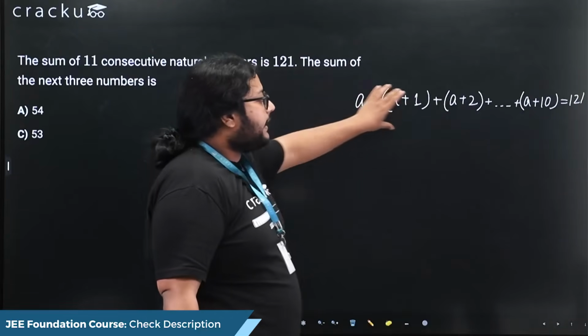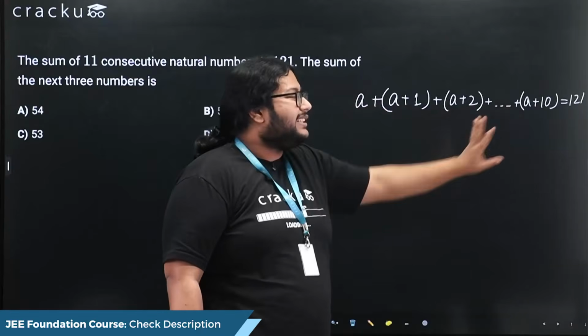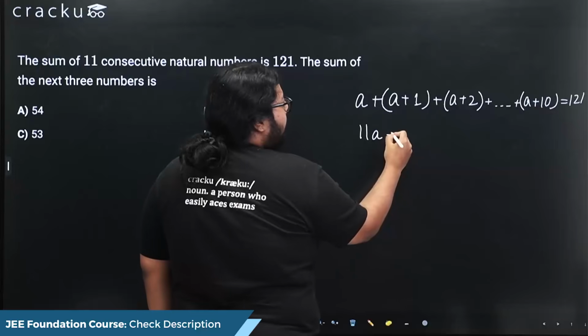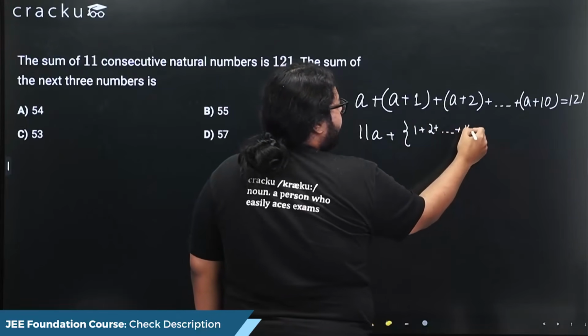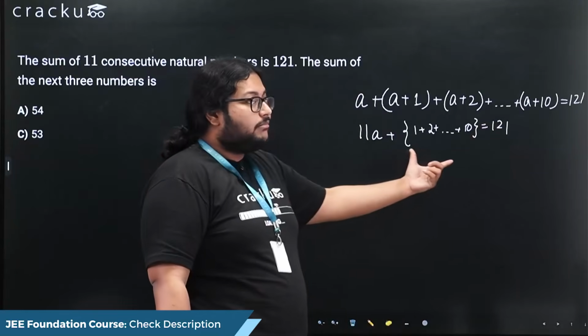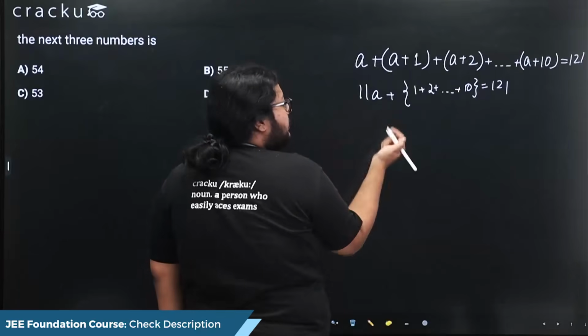So I can easily figure this out. How many A's will be there? 1, 2, 3, all the way till 11 numbers are there. So this gives me 11A plus 1 plus 2 plus all the way till 10, which is equal to 121. Now, if you know this sum, that is 55, that's good. If you don't know, then you should know this formula.